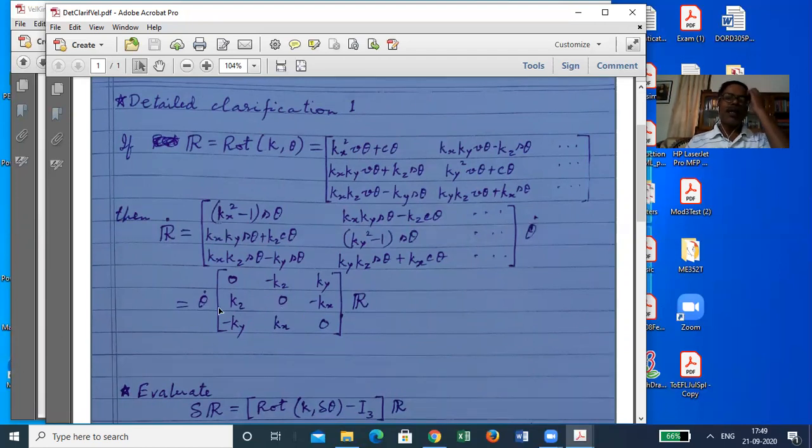And now you see, if you insert theta dot here, then you will get this matrix as something that you got as omega x, omega y, omega z. In place of omega x, now you will have kx theta dot. In place of omega y, you will have ky theta dot. And in place of omega z, you would have kz theta dot. Okay. And that's the rest of it.